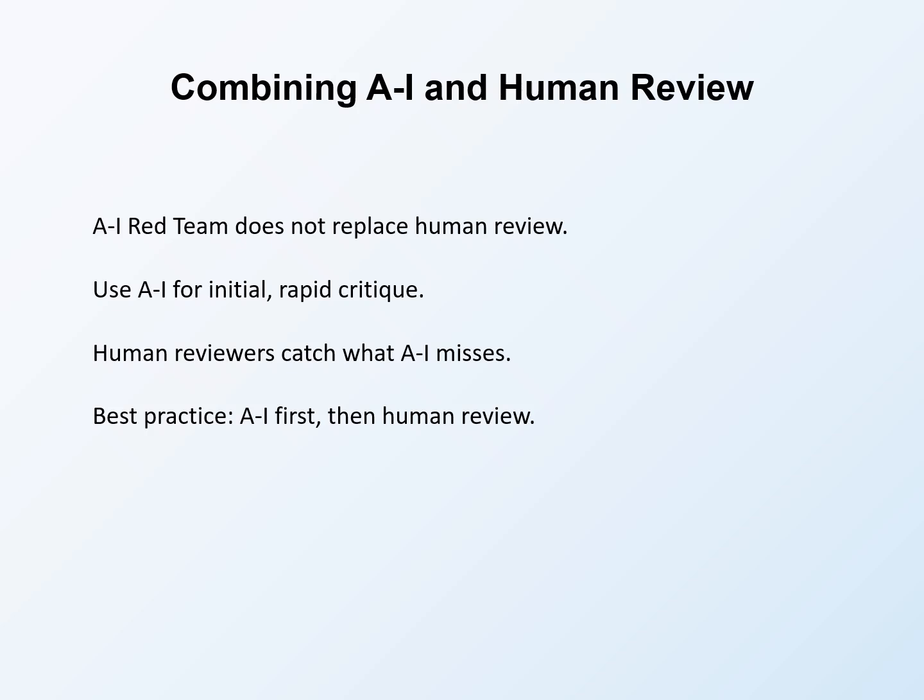The best practice is to use AI Red Team Review first. Let it identify the obvious problems and help you strengthen the proposal through iterative revision. Then, when you have addressed AI's concerns, send the improved proposal to human reviewers for final feedback. Human reviewers can then focus on higher-level concerns rather than catching basic errors that AI could have identified.